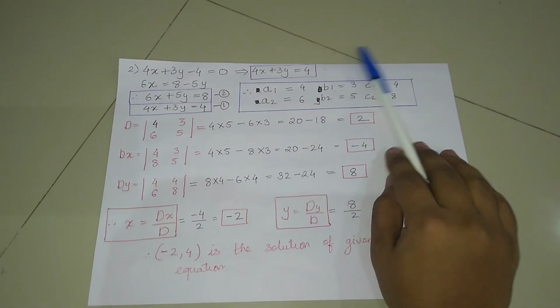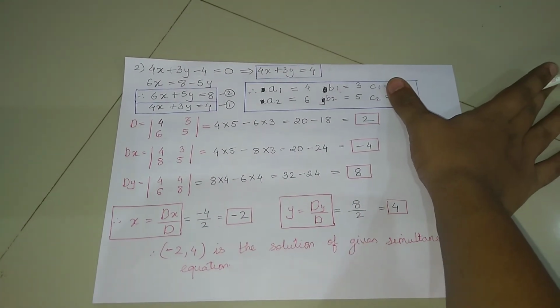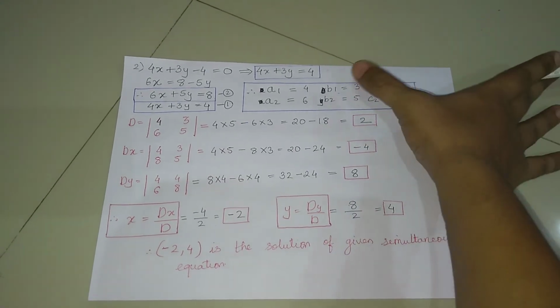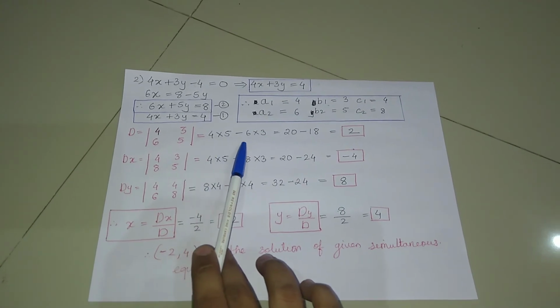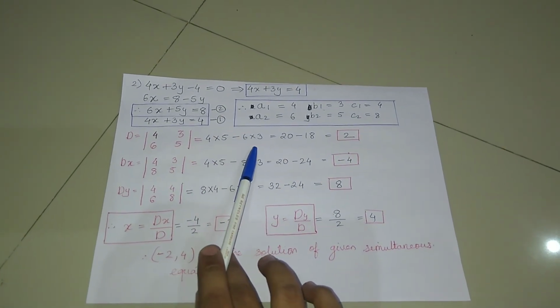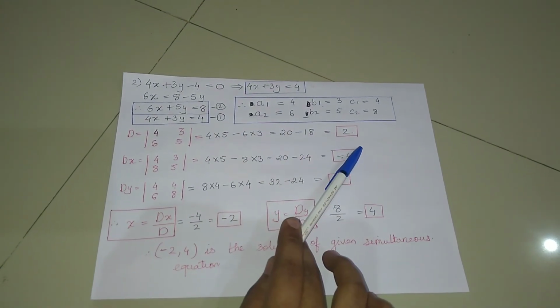We have to just omit the constant term, those constant coefficients, and we have to write 4 upon 6, 3 upon 5. Similarly, by cross multiplying, 4 into 5, 6 into 3, we get 20 minus 18 is equal to 2.